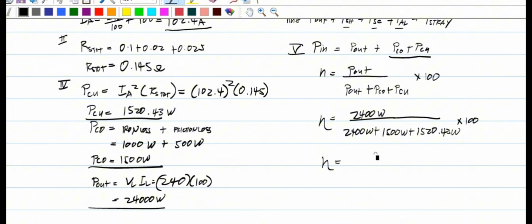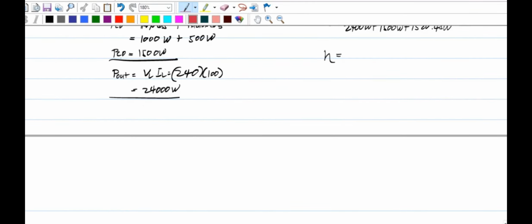We have a missing power here, the shunt power PSH. Let me correct myself. We are missing PSH. Let's find PSH.